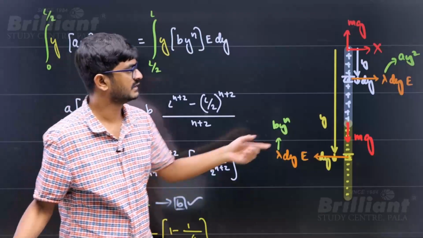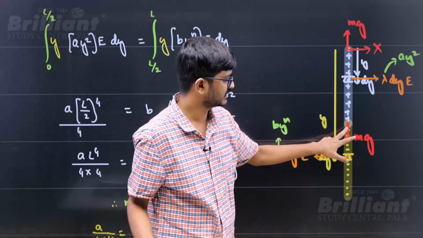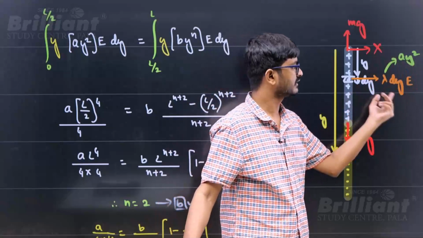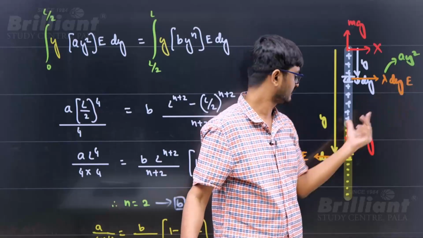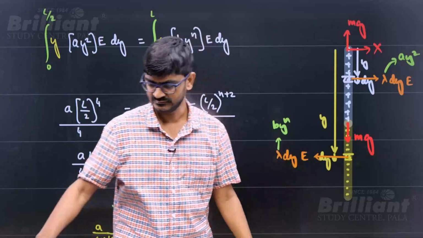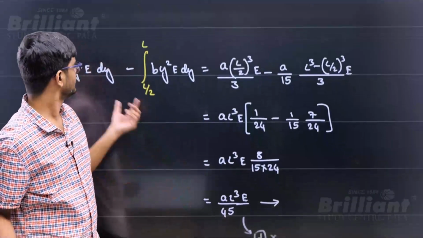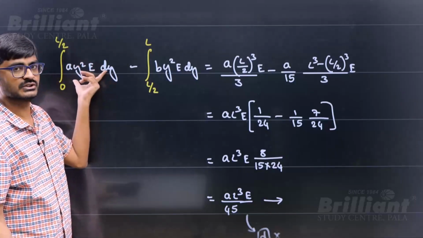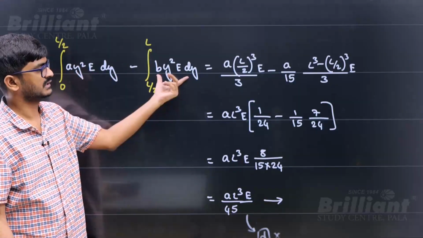If I want to find that, let me calculate the force acting on this and the force acting on this. How to find the force acting on it? Find the force acting on any one element and integrate it. When I integrate it, the force acting on one element is this, and 0 to L by 2. This is the total force on the positive charge, and similarly the total force on the negative charge.